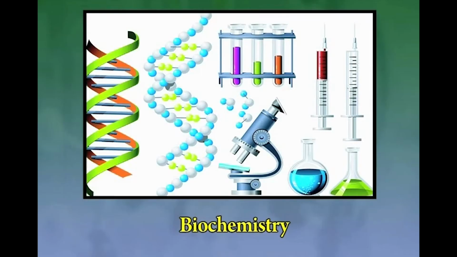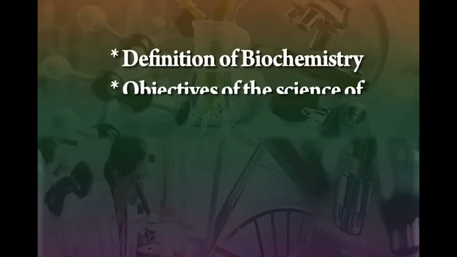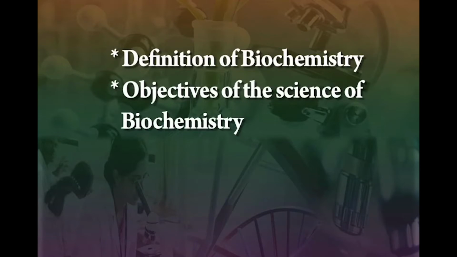Hello viewers, the topic of today's class is definition, objectives and scope of biochemistry. The purpose of the class is to enable the students to understand the importance of the science of biochemistry and also to acquire knowledge about the scope of biochemistry. It is divided into 3 modules: definition of biochemistry, objectives of the science of biochemistry and scope of biochemistry.